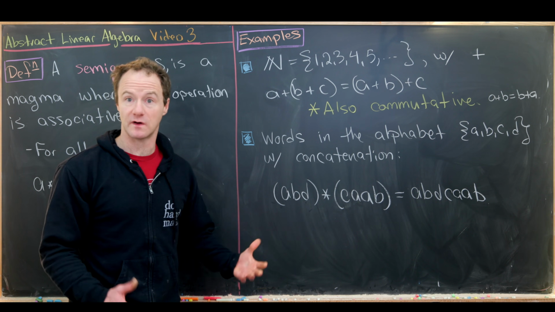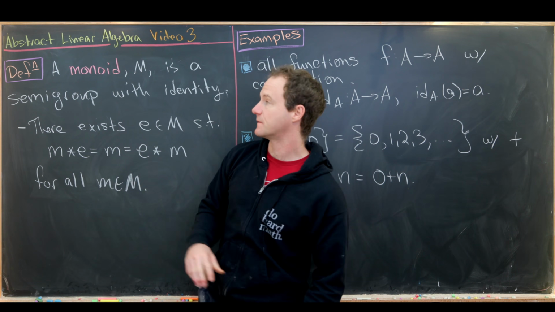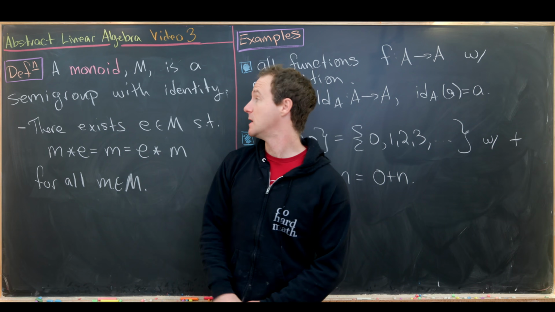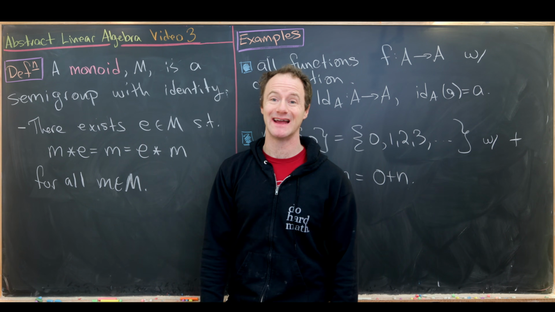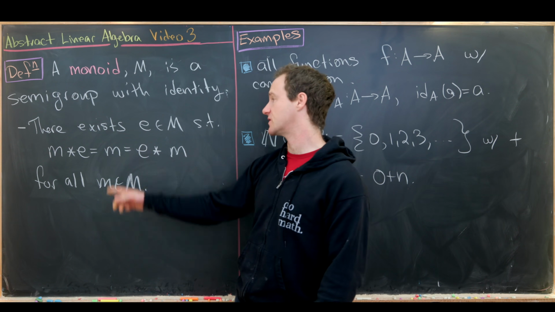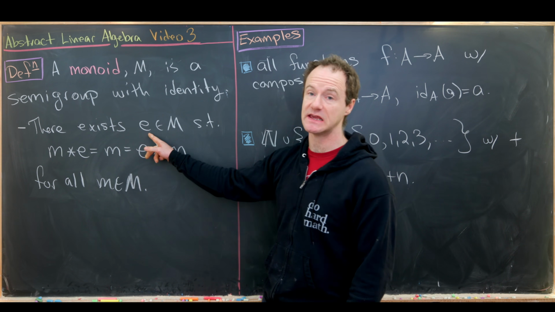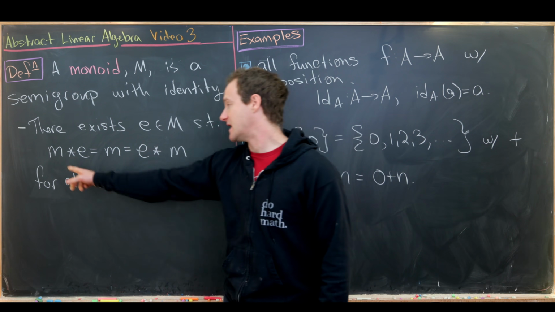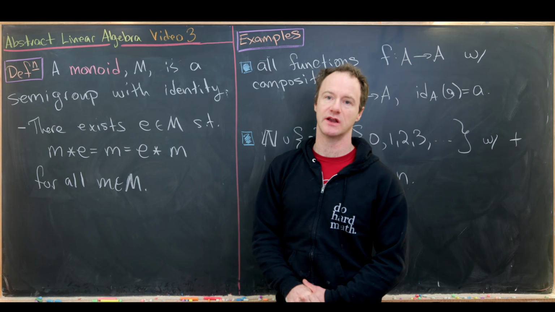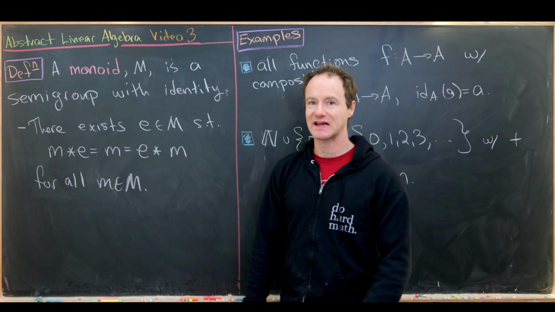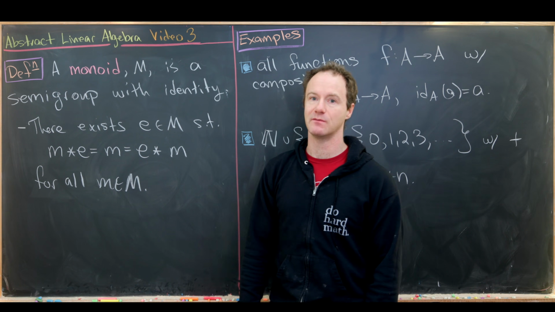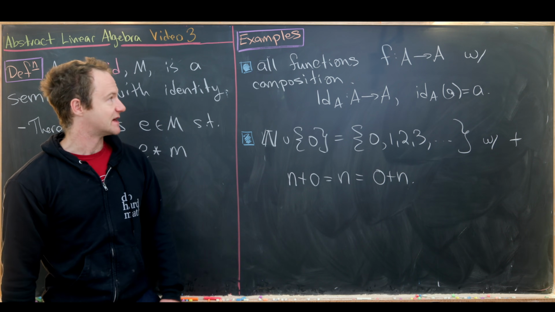Okay, so now let's move on to our next structure. Our next object will be something called a monoid. A monoid, which I'll use the letter M, is a semigroup with an identity element. So what do I mean by an identity element? I mean there's a special element, I'll call it e in M, such that m * e is the same thing as m, which is the same thing as e * m. So in other words, combining this identity element with any element of the monoid does not change that element of the monoid. So let's look at two examples of that.